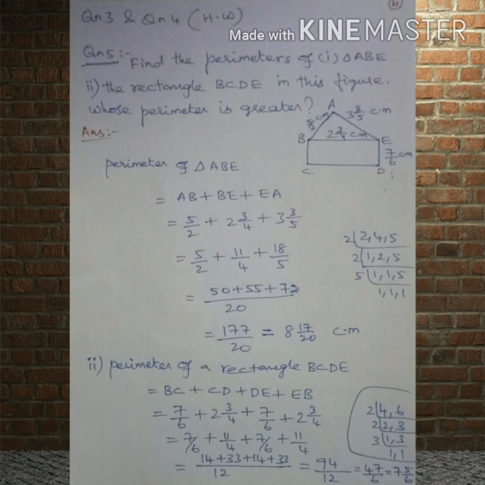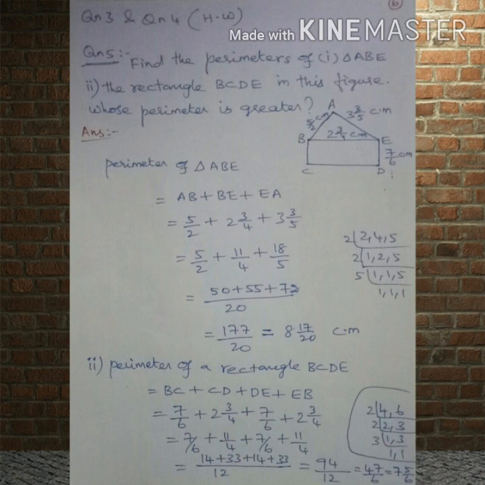First I am going to find the perimeter of the triangle. You are all very familiar with the perimeter. When you need the perimeter of any shape, you have to add all the sides. In a triangle we have three sides: AB, BE, and EA. Side AB is clearly mentioned as 5 by 2. Side BE is 2, 3 by 4. Side EA is 3, 3 by 5.